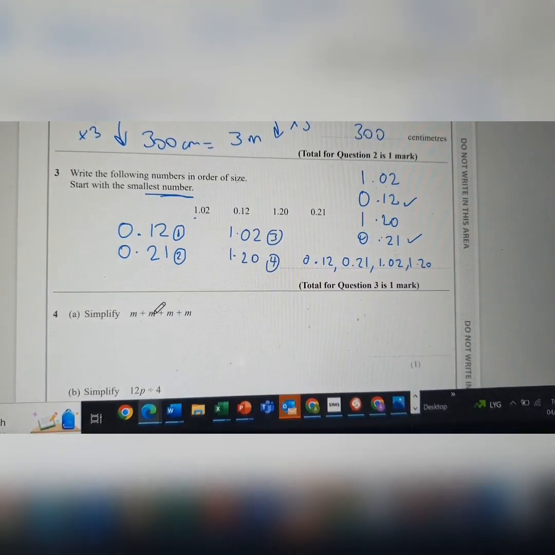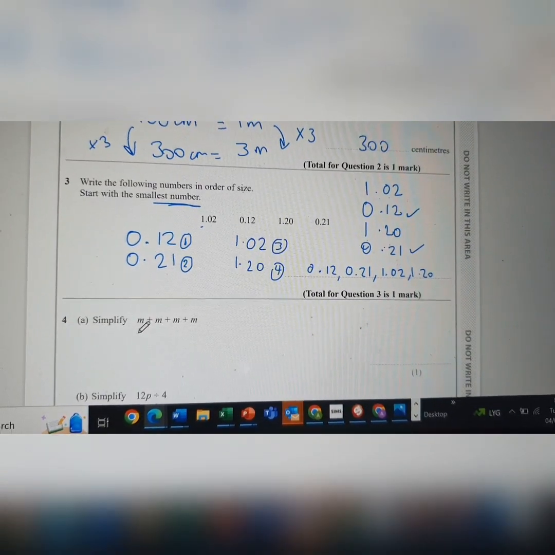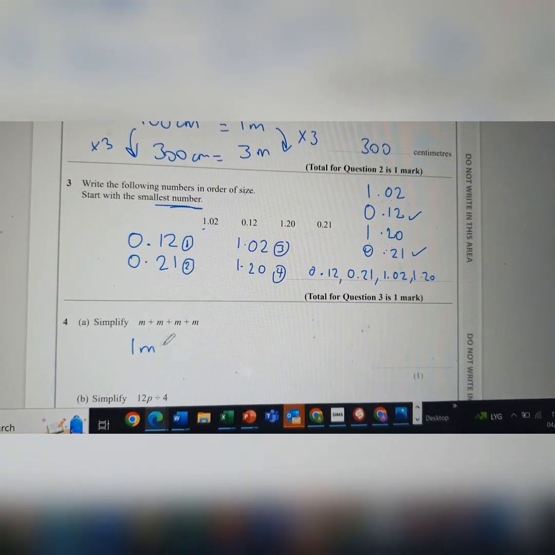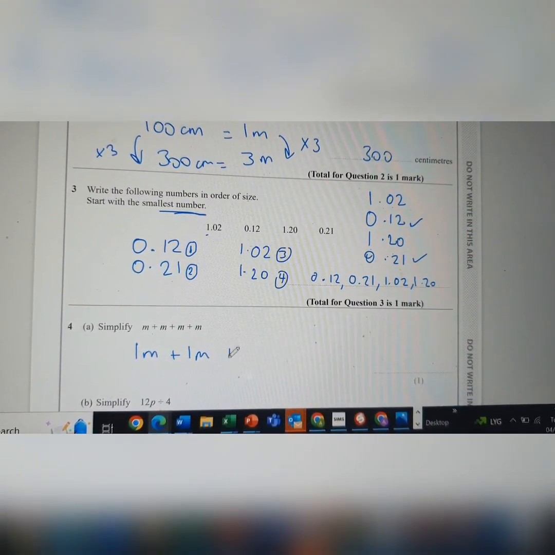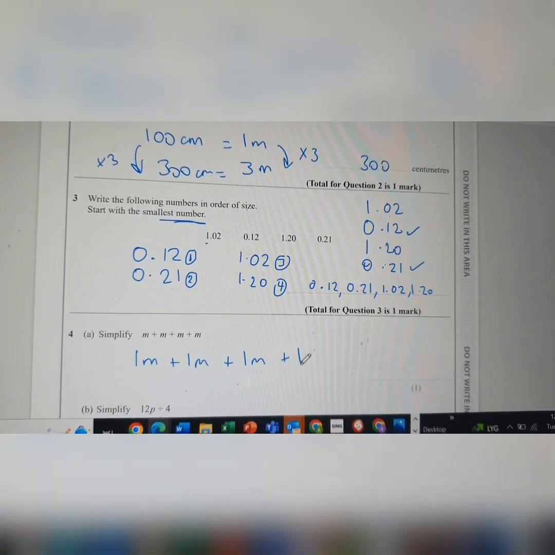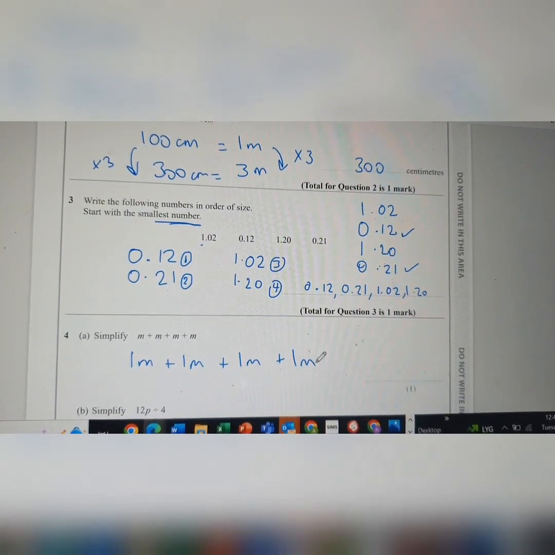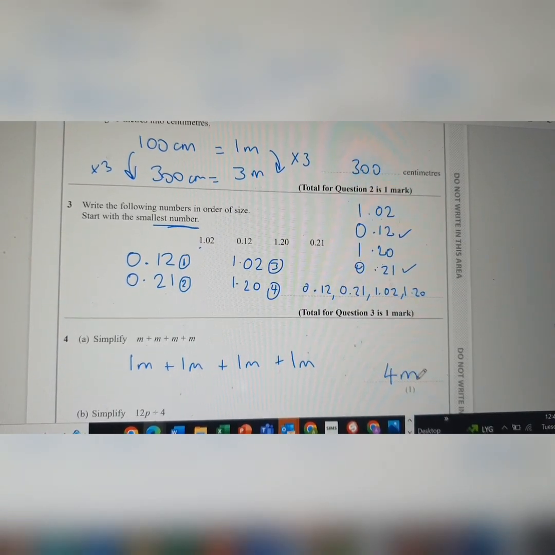Simplify m plus m plus m plus m. So I can write this again as 1m plus 1m plus 1m plus 1m. So altogether, how many m's do I have? I've got 4m.